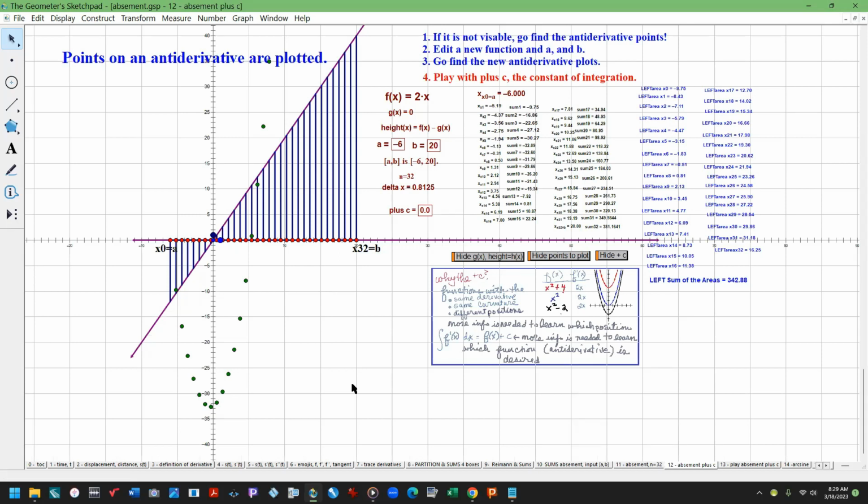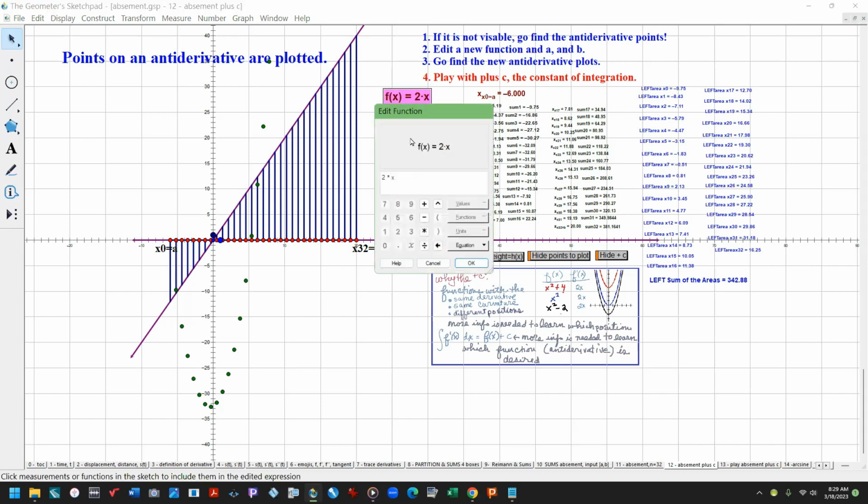Absement is a cumulative function, just as the cumulative probability distribution is. Here we have a line graphed. Its antiderivative is a parabola. And I'm just going to change this a little bit. Let's make it a 4x. No, a 0.5x.